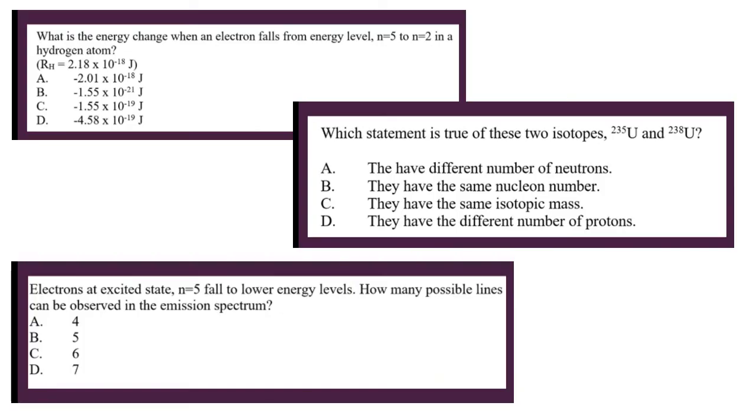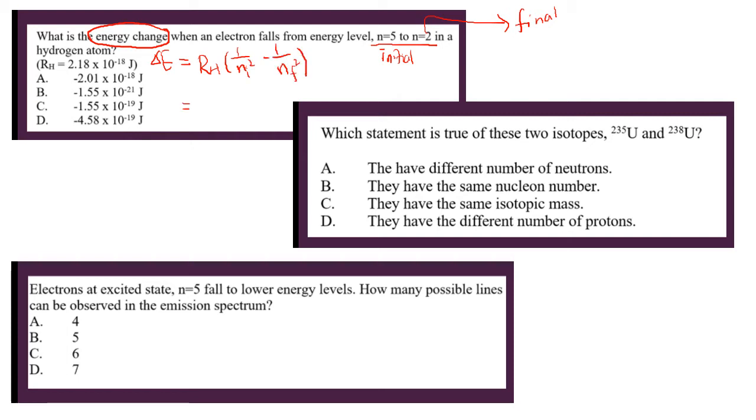Next question, what is the energy change? So the symbol for energy change is delta E, when an electron falls from n equal to 5 to n equal to 2. So here we know that n equal to 5 is initial, while n equal to 2 is final. So we are going to use the formula delta E equal to RH times 1 over n initial square minus 1 over n final square.